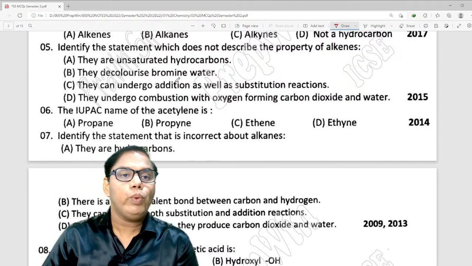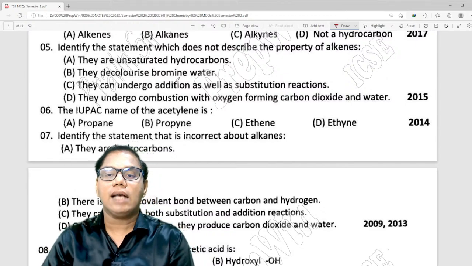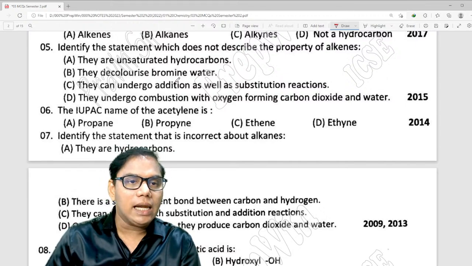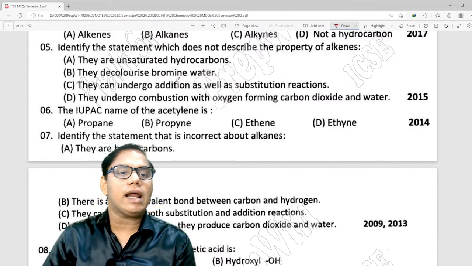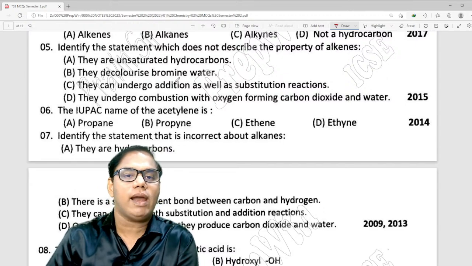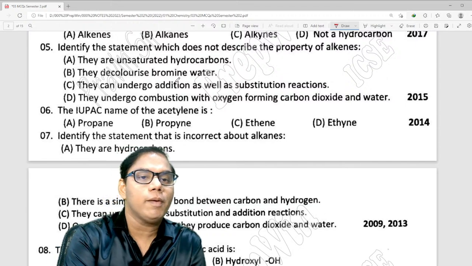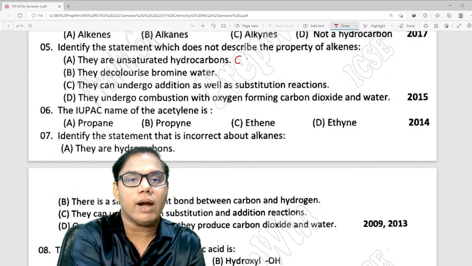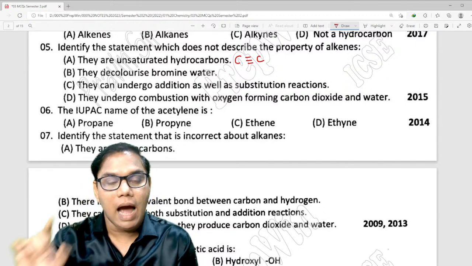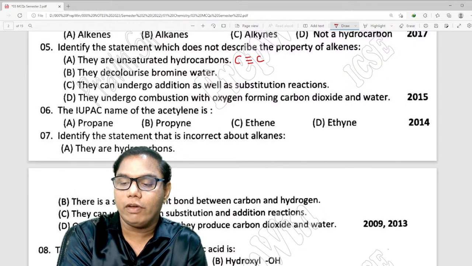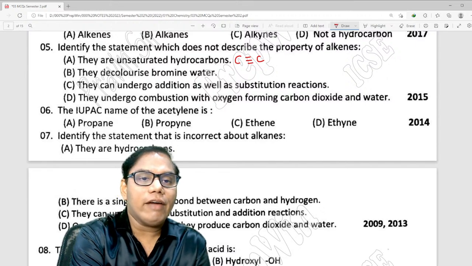Identify a statement which does not describe the property of alkene. So this is related to property of alkene, asked in the year 2015. Are alkenes unsaturated hydrocarbons? They decolorize bromine water. They can undergo addition as well as substitution reaction. They undergo combustion with oxygen to form carbon dioxide and water. Did I miss the fourth one? I'll go to the fourth one, don't worry. Pehle fifth wala solve kar lete. Okay, they are definitely double bond.